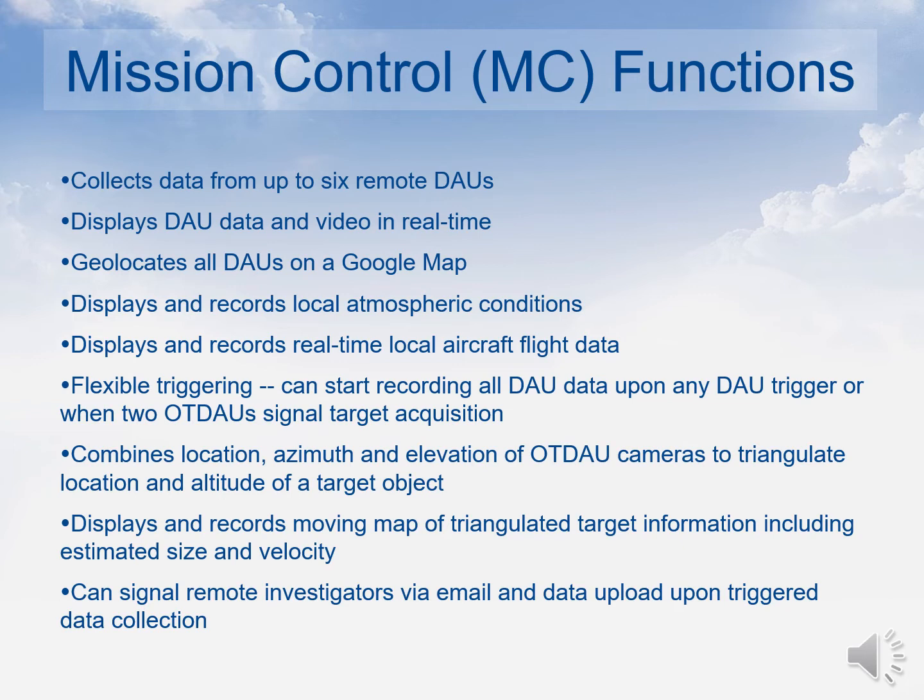Triangulation is accomplished by combining the geolocated position of each camera with its azimuth and elevation or pan and tilt angles. Using that data, mission control can determine the actual position above the Earth of the target and its velocity, as well as displaying the estimated size of the object. Both mission control and OTDAU simultaneously record their own data on the local hard drives of whatever computer is running the software. Both OTDAU and mission control can email up to three people whenever a tracking or target event occurs.